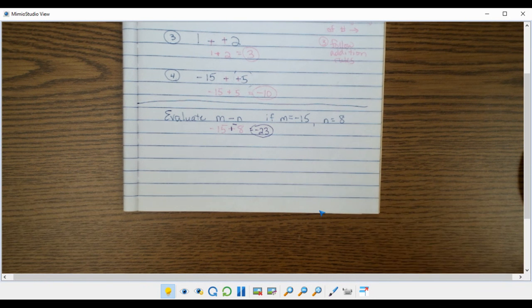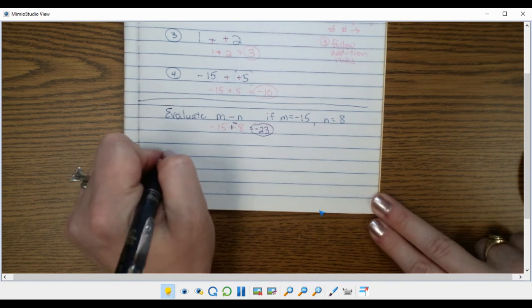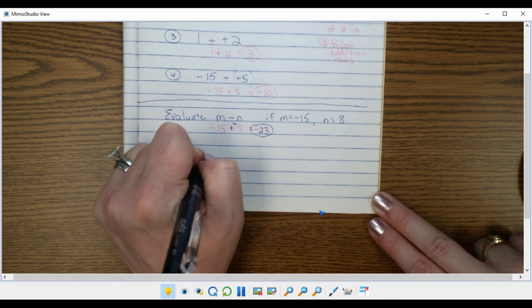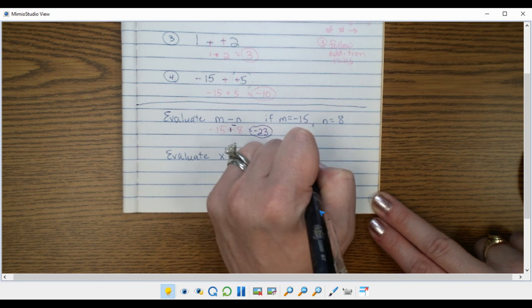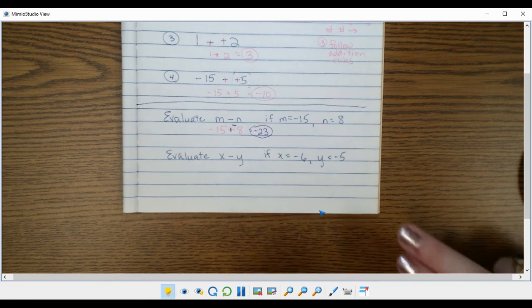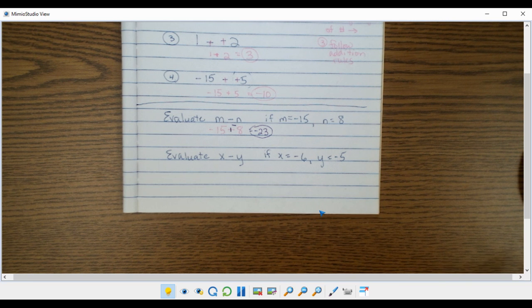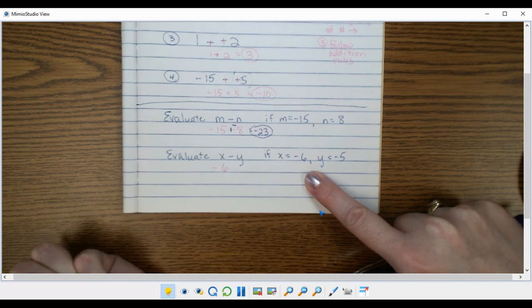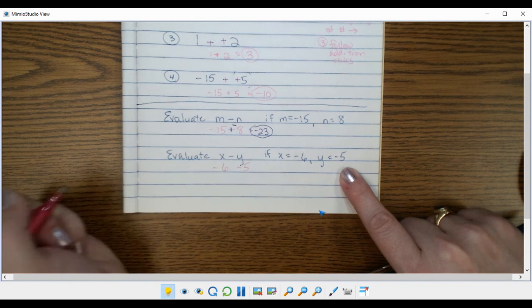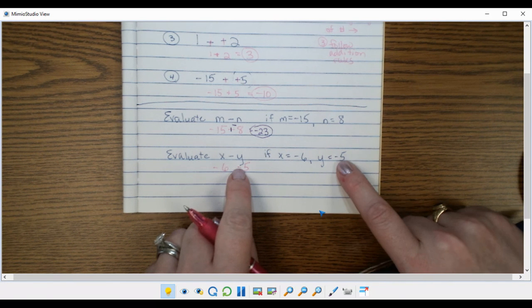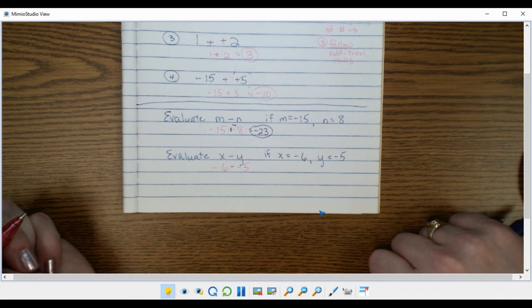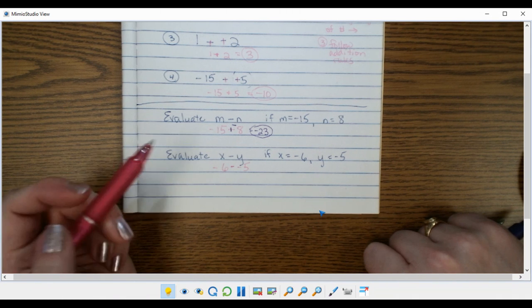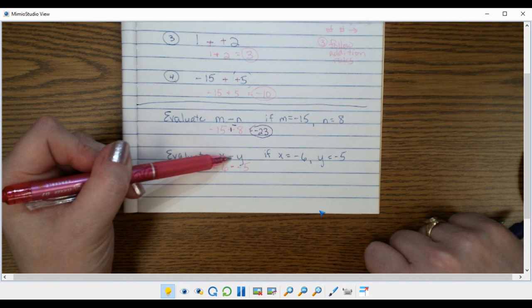I have one more of those, our last one for this video. Evaluate x minus y if x equals negative 6 and y equals negative 5. Again, we're only replacing the letters. So everywhere there's an x, I say negative 6. And everywhere there's a y, I say negative 5. But this negative goes with this. The subtraction sign still has to come down. That's why I say you have to be super careful with these. So this now says x minus y.